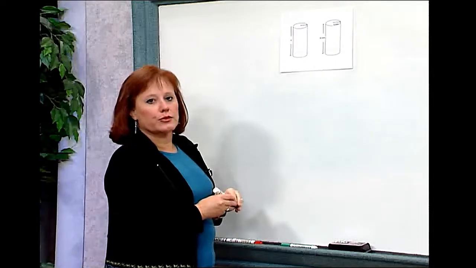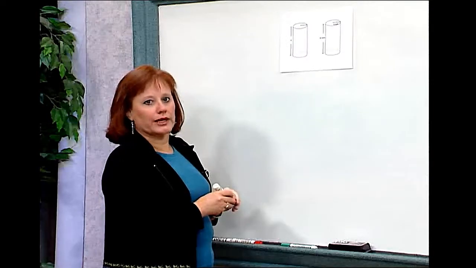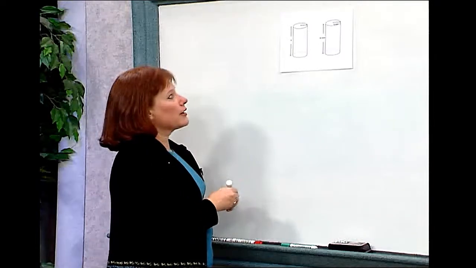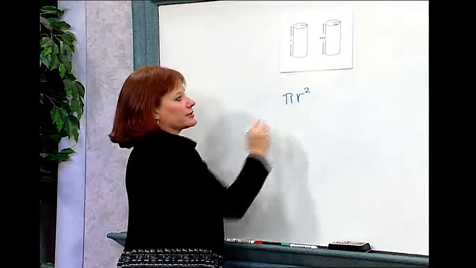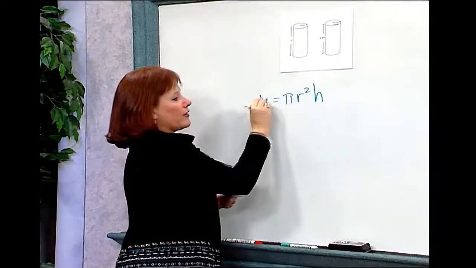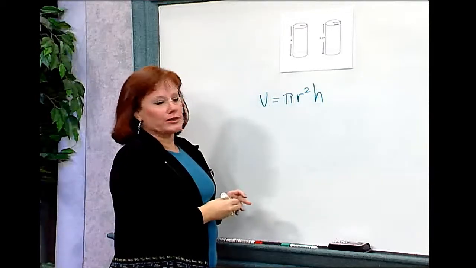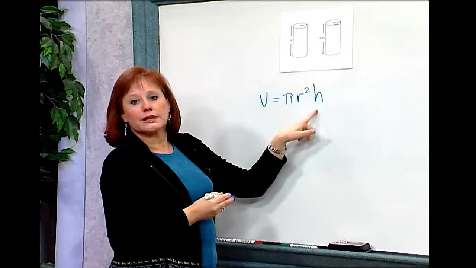Since a cylinder is a prism with a circular base, we're going to find the area of the base and multiply it times the height. The area of the base is the area of a circle. It's pi times the radius squared. If we multiply that base times the height, we will find the volume for a cylinder. We see that the volume is pi times the radius squared, or the area of the base, times h, the height of the cylinder.